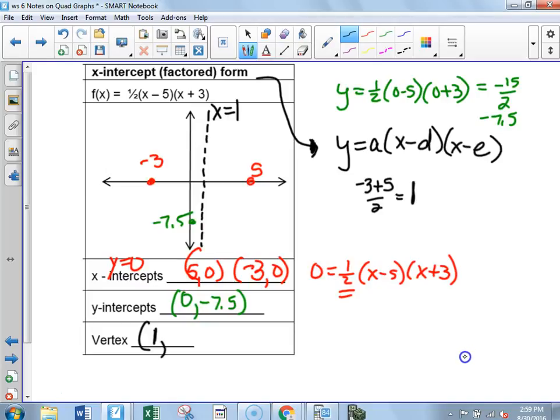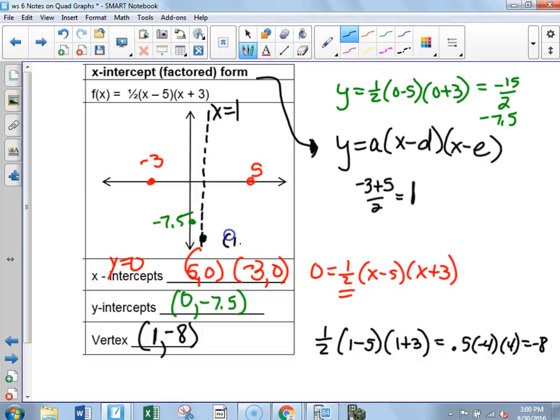Now what? How do we find the rest of the vertex? Plug it in. So we have 1/2 times 1 minus 5 times 1 plus 3. 0.5 times -4 times plus 4, -8. Anybody get that? Okay, so we got 1, -8.